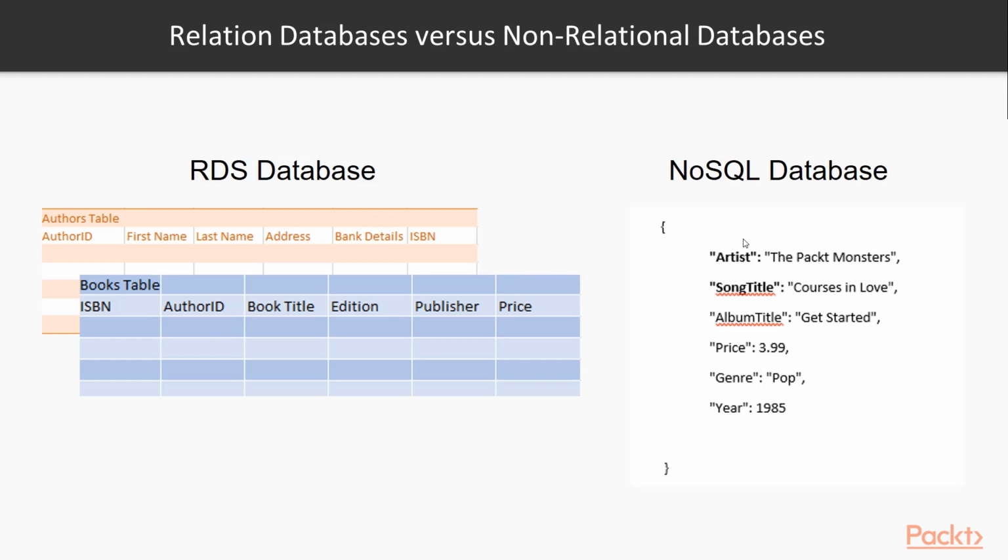The primary key for the music table consists of two attributes, namely the artist and the song title. In this example, each item in the table must have these two attributes, and the combination of the artist and the song title uniquely identifies each item in the table. With DynamoDB, you only need to define the primary key.